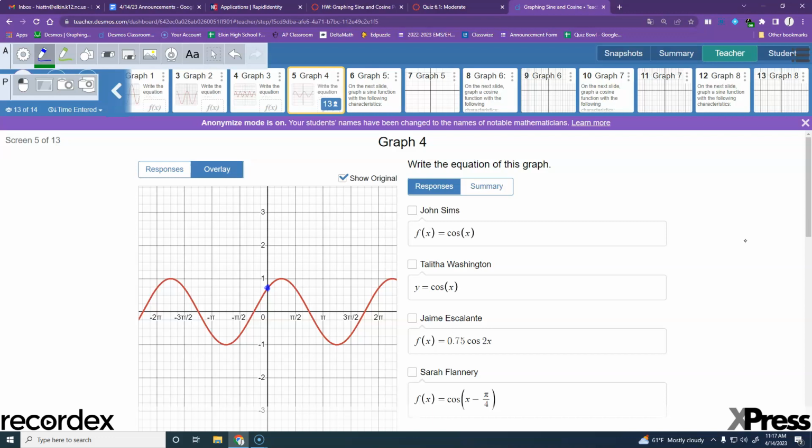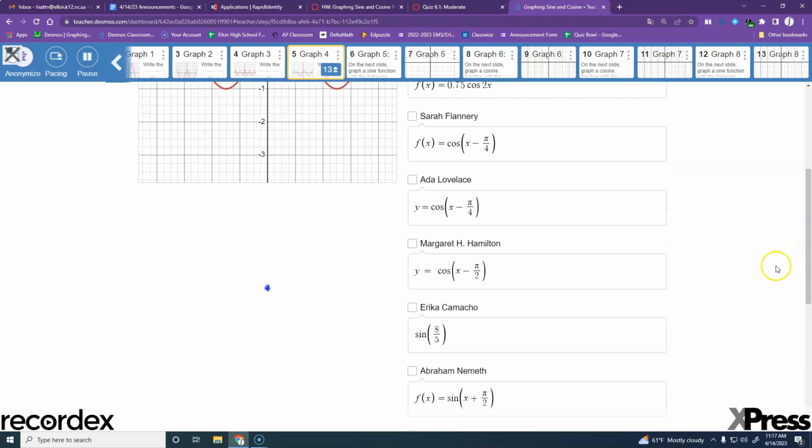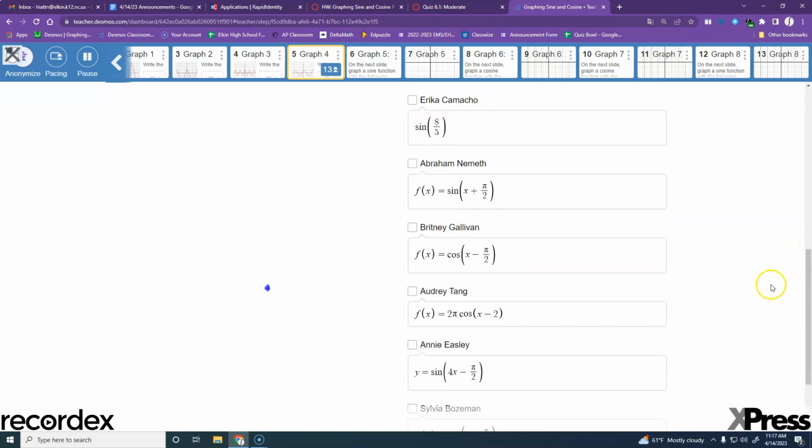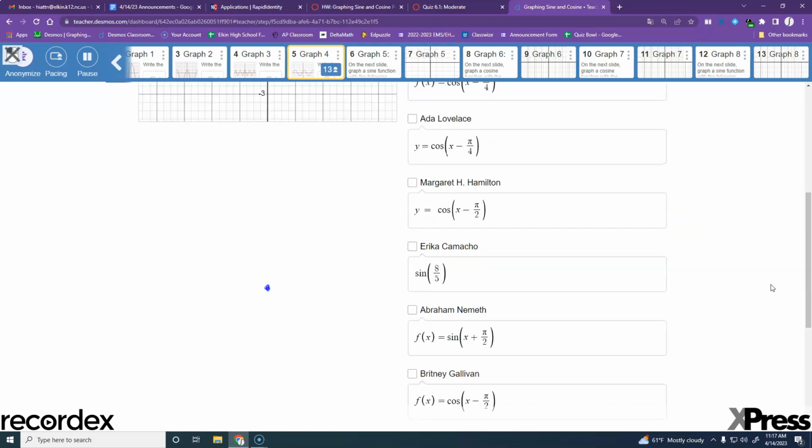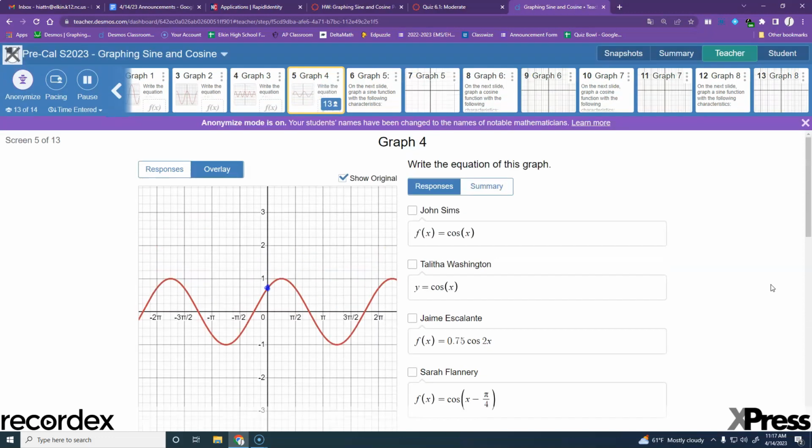It really doesn't matter. One thing that's probably throwing us off a little bit might be the way the x-axis is labeled, because a lot of you are using pi over 2. You're shifting the graph pi over 2 to the right or left, but we don't actually need to shift the graph that far.